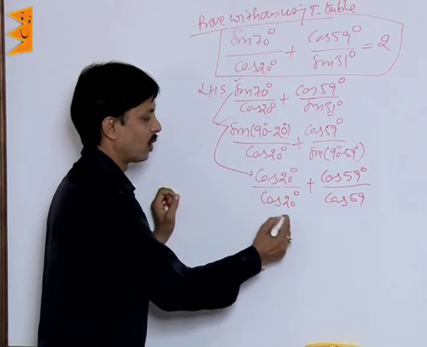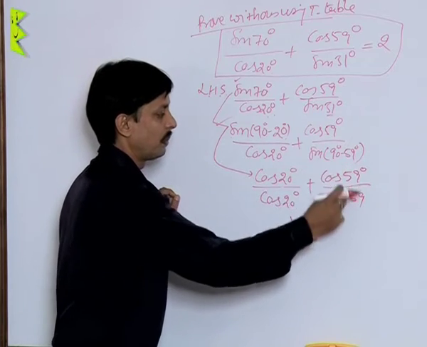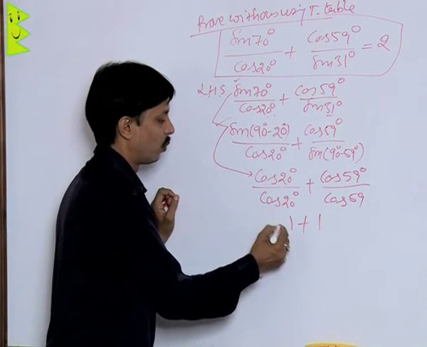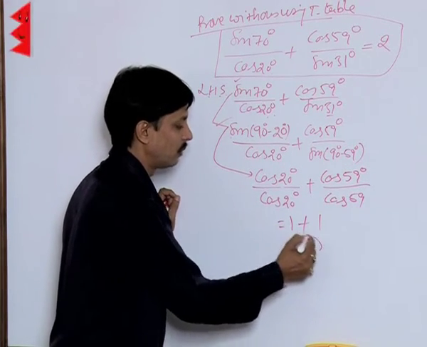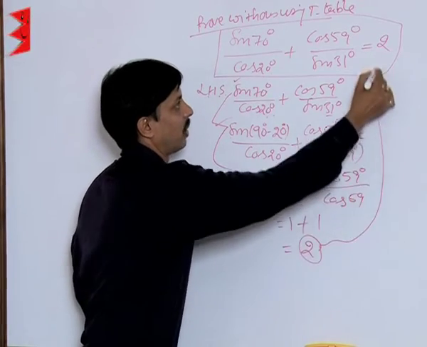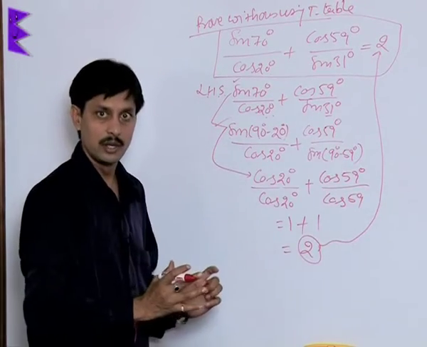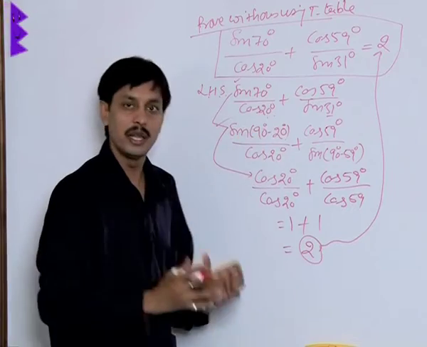Cos 20 upon cos 20 is 1. Cos 59 upon cos 59 is 1. 1 plus 1, what becomes? 2, which is our required right hand side. So we can use the complementary angles.